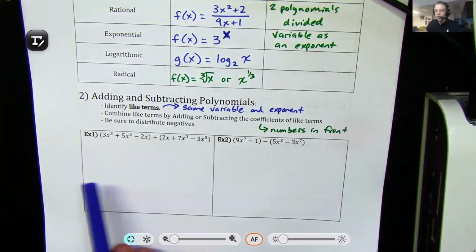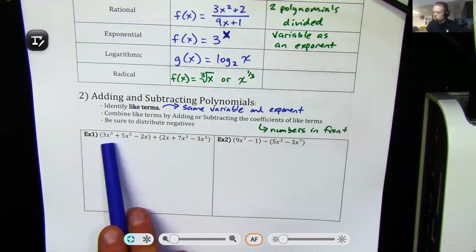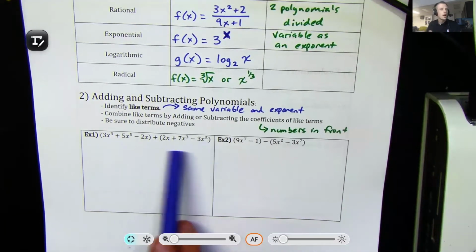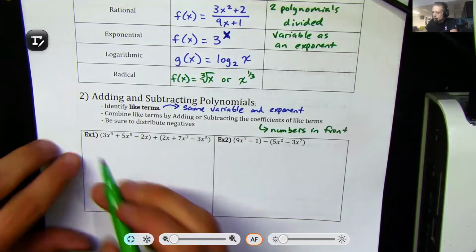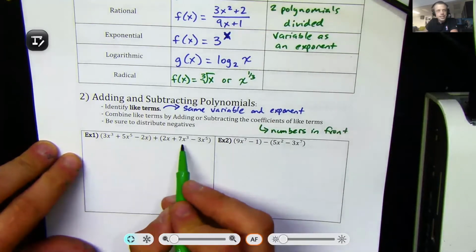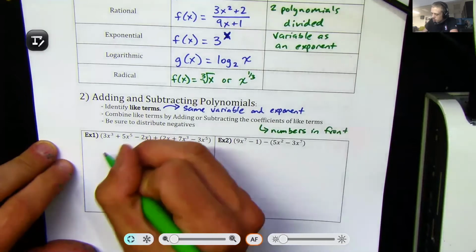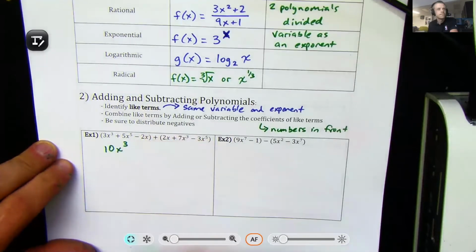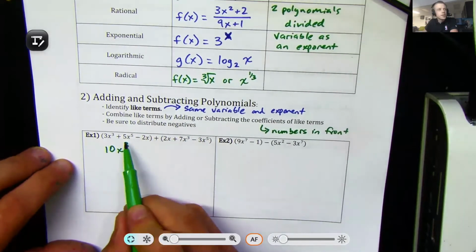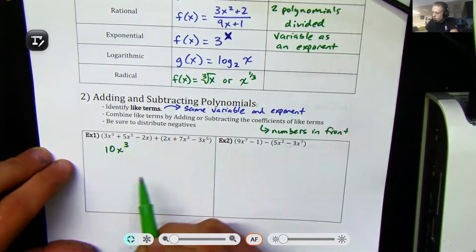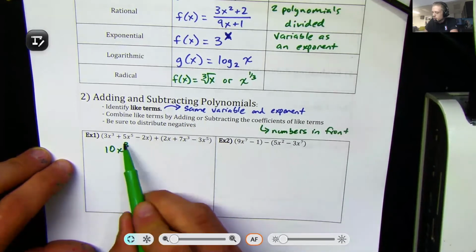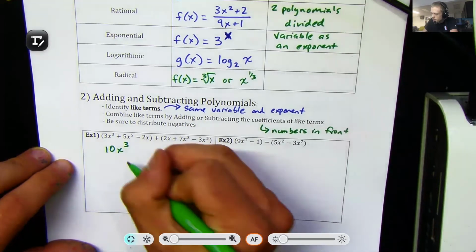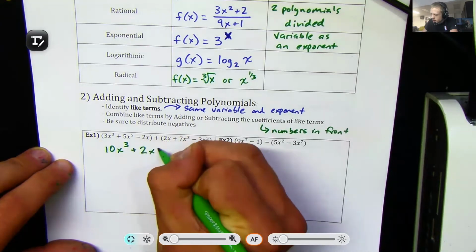So I have a polynomial here, right, plus a polynomial here. And in order to add them, I just need to look at all the like terms and add their coefficients. First off, the 3x cubed plus the 7x cubed gives me 10x cubed. Then I'm going to move on to this 5x to the 5th and look for any other x to the 5th. I have one, and it's subtracted. So 5x to the 5th minus 3x to the 5th gives me plus 2x to the 5th.